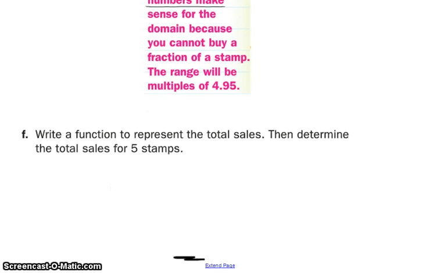And write a function to represent this. F of n equals 4.95n. Okay, n is the number of stamps. So if we plug 5 in, 495 times 5, you're going to get 2475.